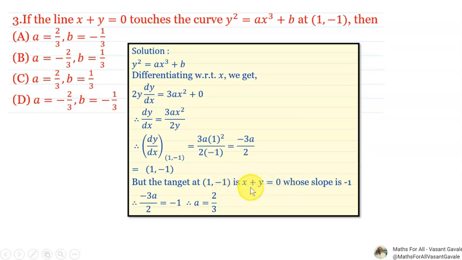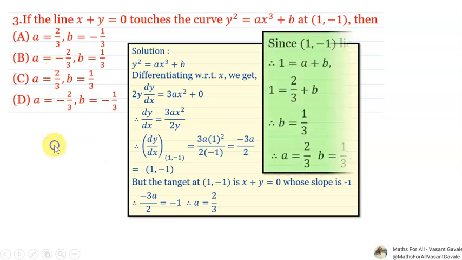मग या tangentचा slope किती? Its slope is -1 and therefore minus 3a upon 2 is equal to -1. If we simplify this, then you will get here a is equal to 2 by 3. a ची व्हॅल्यू 2 by 3. म्हणजे आपल्याला कोणते ऑप्शन्स या ठिकाणी मिळू शकतात? ऑप्शन ए आणि सी या ठिकाणी मिळू शकतो.